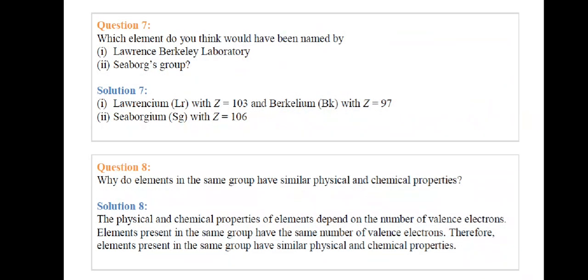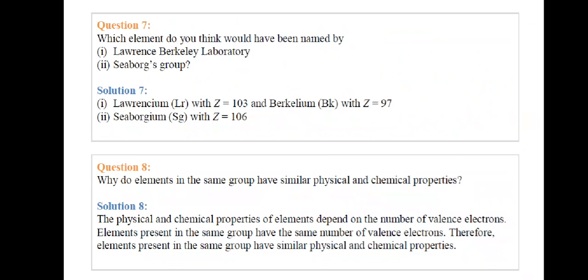Next question. Which element do you think would have been named by Lawrence Berkeley Laboratory and Seaborg's group? कौन से एलिमेंट का नाम लॉरेंस बर्कले लेबोरेटरी ने दिया था और कौन सा एलिमेंट का नाम सीबर्ग ग्रुप ने दिया था? So Lawrence Berkeley Laboratory gave lawrencium, symbol Lr, atomic number 103, and berkelium, Bk, with atomic number 97. While Seaborg's group gave seaborgium, Sg, with atomic number 106.